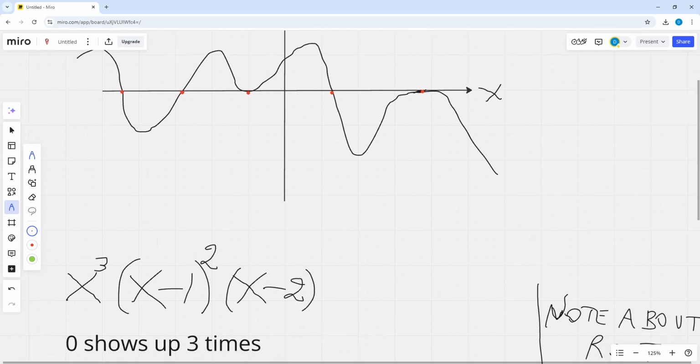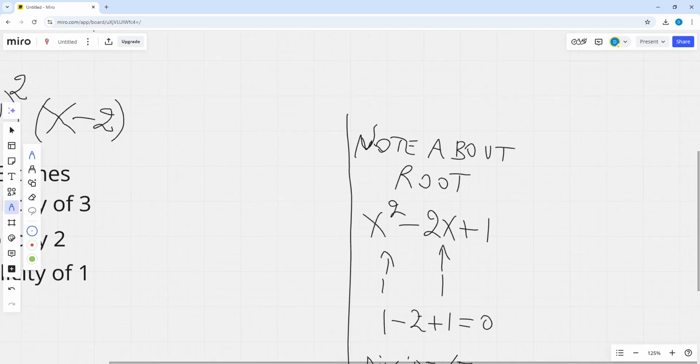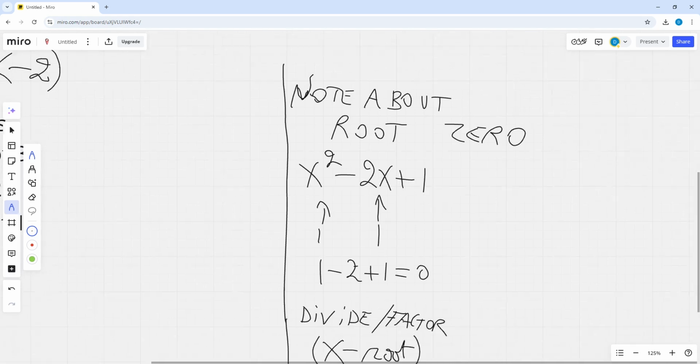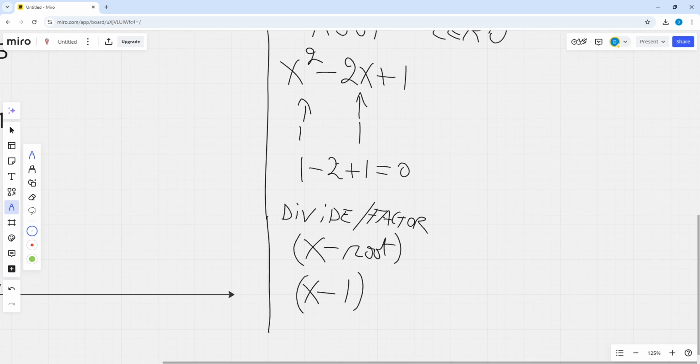And we're going to do a side note about roots, right? A root, or a zero, of an equation makes it 0, and that's where it crosses the x line. So for this one, x squared minus 2x plus 1, I'm telling you that 1 is a root, and we can check that. 1 squared is 1, minus 2 times 1 is minus 2, plus 1, that gives me 0. Well, if I have a root, I can divide or factor out x minus the root. So here I could divide out x minus 1 or factor out x minus 1.